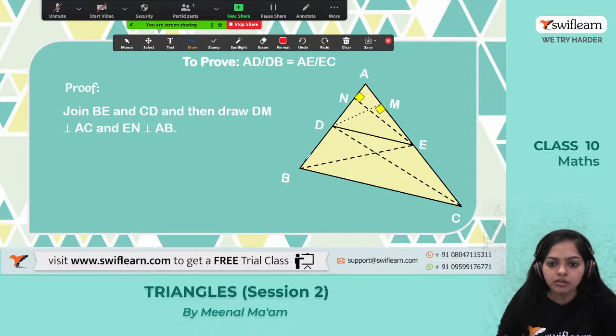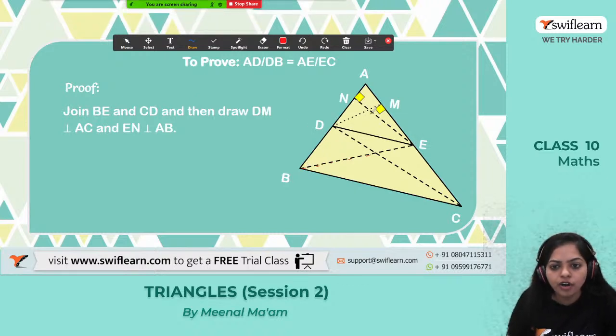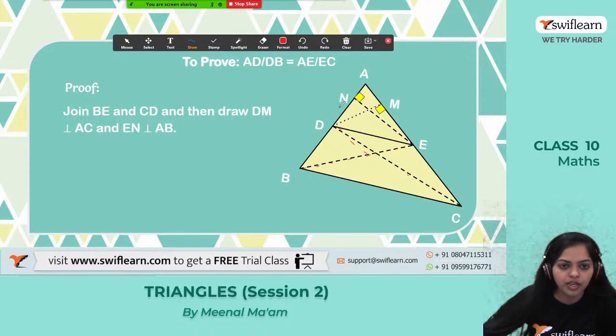We have to first join BE and draw DM. We have to join BE as well as CD first. This is our first step. Next, we have to draw DM that is perpendicular to AC, and second, we have to draw EN that is perpendicular to AD. Got it? Okay, this is our first step. We have to do this.